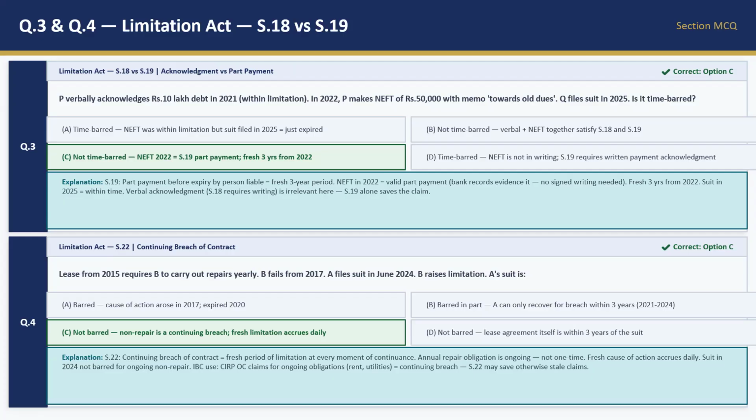As per section 19, a fresh period shall start from 2022, the date of payment. So section 19 says part payment before expiry by person liable leads to fresh 3-year period. Because an NEFT payment was made in 2022, so it amounts to valid part payment, right?